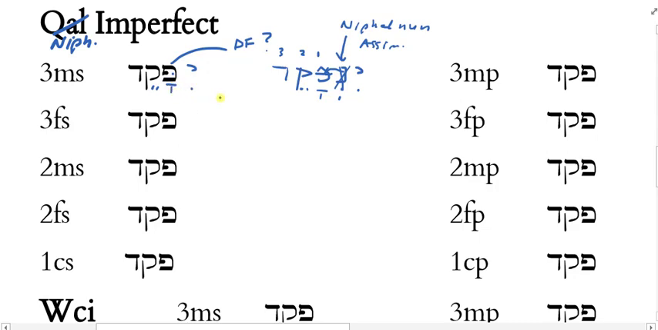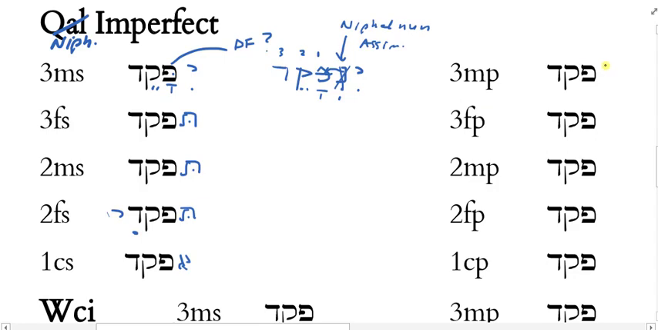Now, here's the deal. If you know the basic form, and you know all of your imperfect preformatives and suffixes, guess what? You can parse any Nifal verb that's normal in the imperfect. Let's remind ourselves: what are the preformatives going down the line? The 3ms is yod. 3fs is what? Tav. 2ms? Tav. 2fs? Tav. 1cs? Aleph. Good. 2fs also gets what on the end? Everything's zero ending on the left side except for 2fs. That becomes hiriq yod. Good.